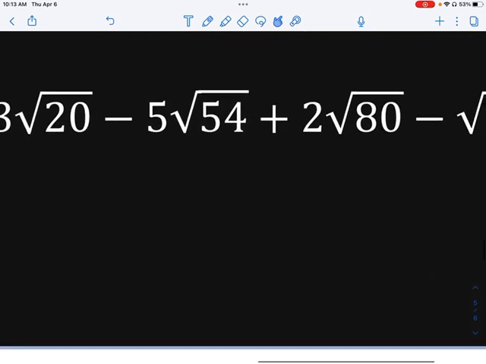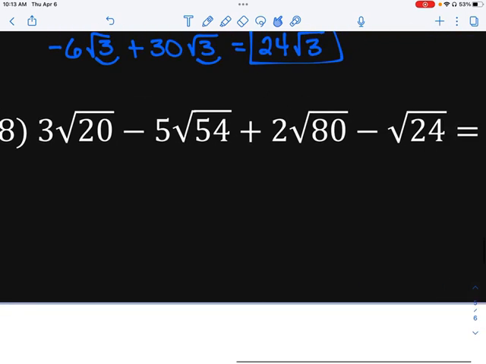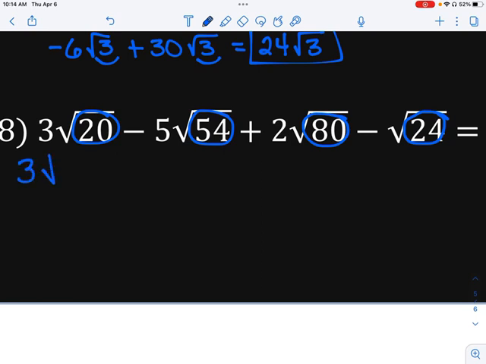Okay, last one. Now on this one, you'll notice there are 4 of them. Still, no different, just more simplification that has to happen. So I start in and I look at the 20, that's going to need to be simplified. The 54 needs simplified. The 18 needs simplified. And the 24. So all of these radicals need simplified. So I'm going to start off with the 20.